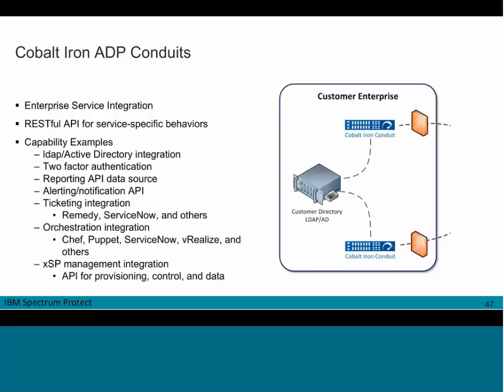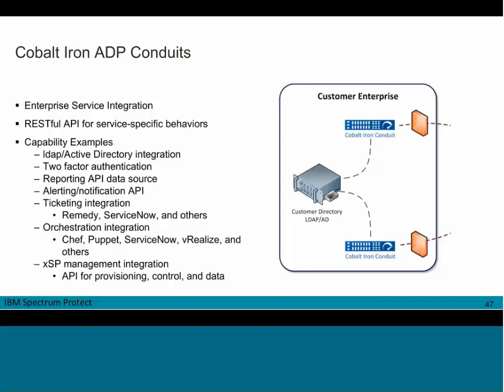Cobalt Iron Conduit is an in-premise system, so in Amazon or in the customer's data center environment, that is provided as a virtual machine that allows for that enterprise service integration. It's a complete RESTful instrumentation of what ADP provides. So from provisioning to decommissioning to schedule changes to policy updates to associations and such, all of that is controlled and managed through a RESTful API if the customer wants to integrate that in.